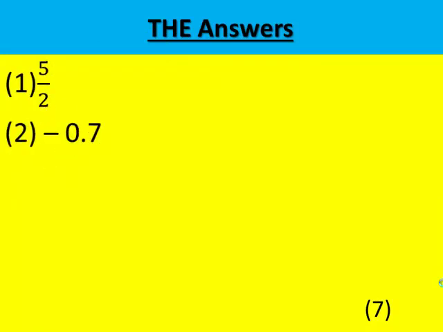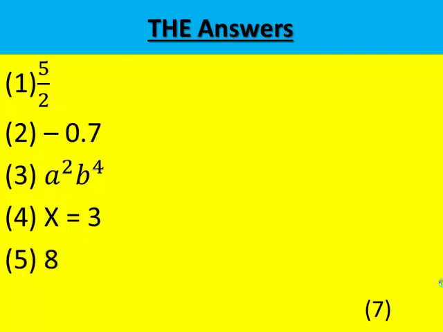The answer of number 2 is negative 0.7. The answer of number 3 is a power 2 p power 4. The answer of number 4 is x equals 3. The answer of number 5 is 8. And the answer of number 6 is 3.